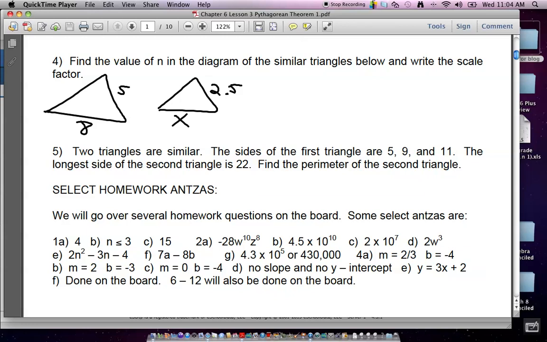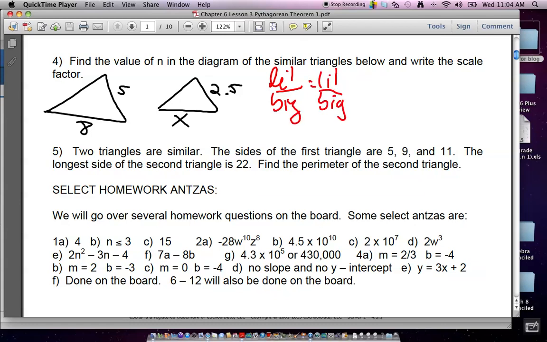Little is to big, as little is to big. Now, the little triangle is the one on the right. So what I'm going to do is look for corresponding sides, or sides that match up. Little is to big, as little is to big.